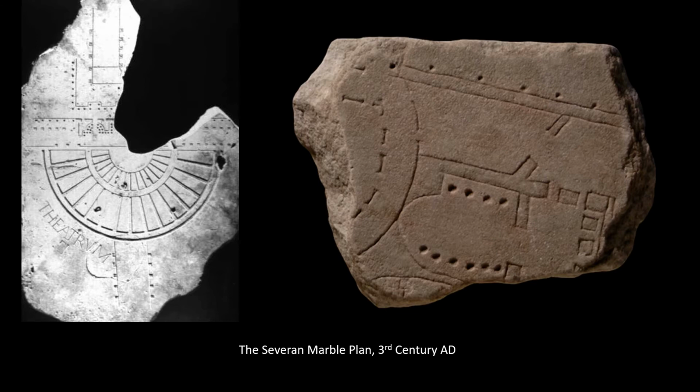I've shown a few fragments from the Severan Marble Plan, or the Forma Urbis Romae. This was a monumental inscribed plan on stone that was 18 meters high and completed by about 211. That was on an interior wall in the Temple of Peace.